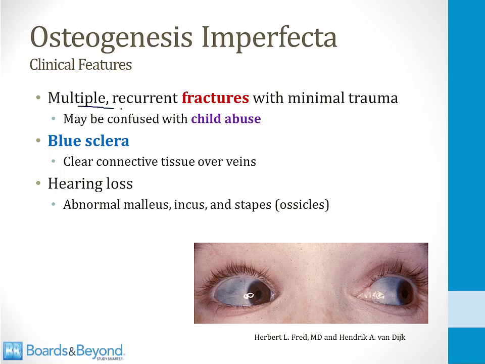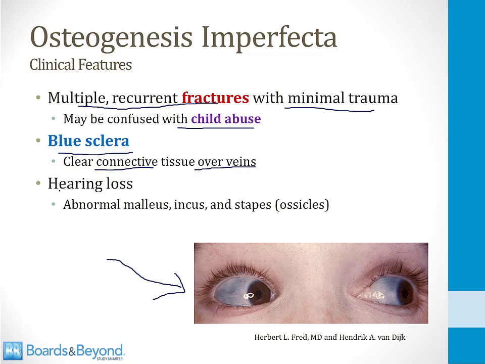Children with this disorder have multiple recurrent fractures with minimal trauma. It is often confused with child abuse until the disorder is diagnosed. Another classic feature is blue sclera. This is a picture of blue sclera on the screen here. The sclera should be white, but they have a blue hue to them in osteogenesis imperfecta. This is because of clear connective tissue in this disorder overlying the veins in the sclera.